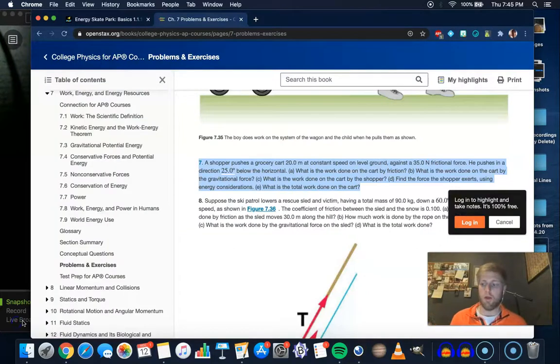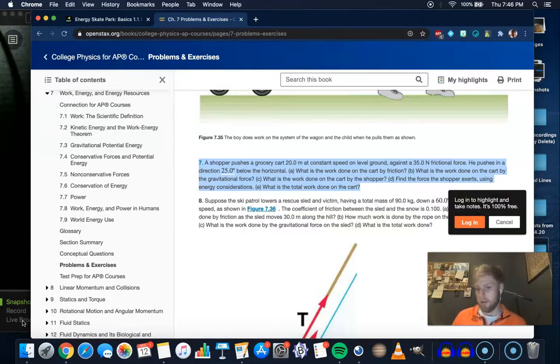Alright, so let's use what we know about the equation and the units for joules, or for work, pardon me. And let's see if we can answer a question from our book. So this one says, a shopper pushes a grocery cart 20.0 meters at a constant speed on level ground against 35.0 newtons of frictional force. He pushes in a direction 25 degrees below the horizontal. What is the work done on the cart by friction? What is the work done on the cart by the gravitational force? What is the work done on the cart by the shopper? Find the force the shopper exerts using energy considerations, and then what is the total work done on the cart.